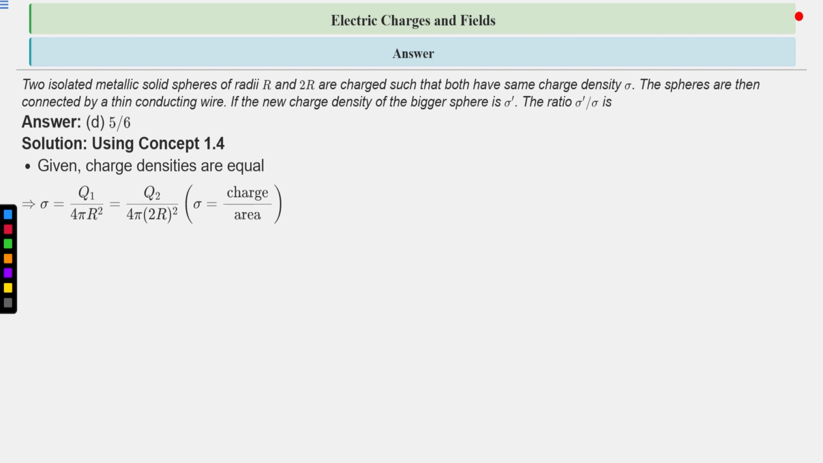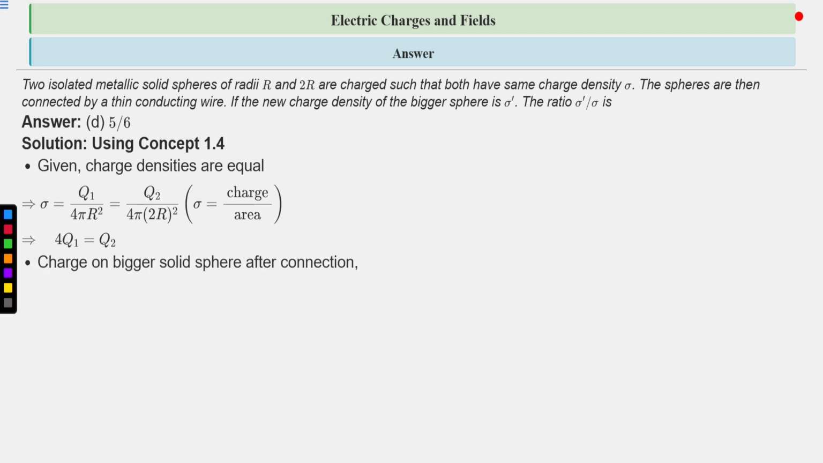Now, sigma is q1 by 4 pi r square equal to q2 by 4 pi (2r) square. Means the charge densities are equal. This means q1 by 4 pi r square is for the first sphere and q2 by 4 pi (2r) whole square is for the second sphere, where sigma is the charge by area. So by solving this equation, we will get 4q1 equal to q2.